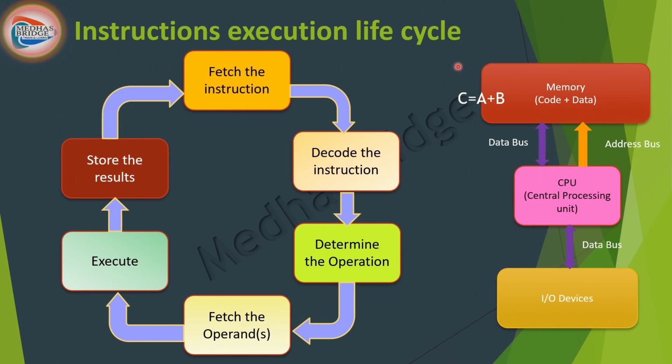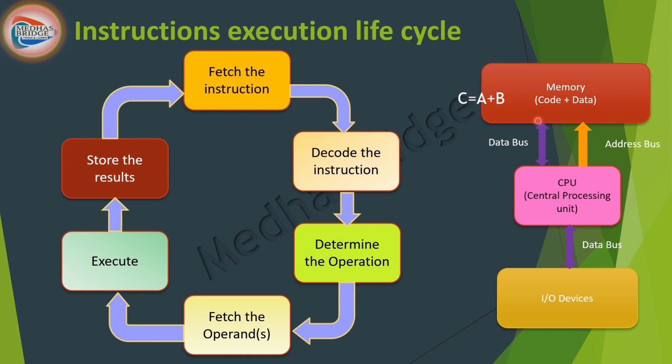Instruction execution life cycle. Let's look at a CPU trying to execute one of the instructions from your program. Let's say C equal to A plus B. How will this be done in your processor? So what would the CPU do first? The CPU tries to locate the program code area to fetch the instruction. So the first thing to be done is to fetch the instruction from the program memory.